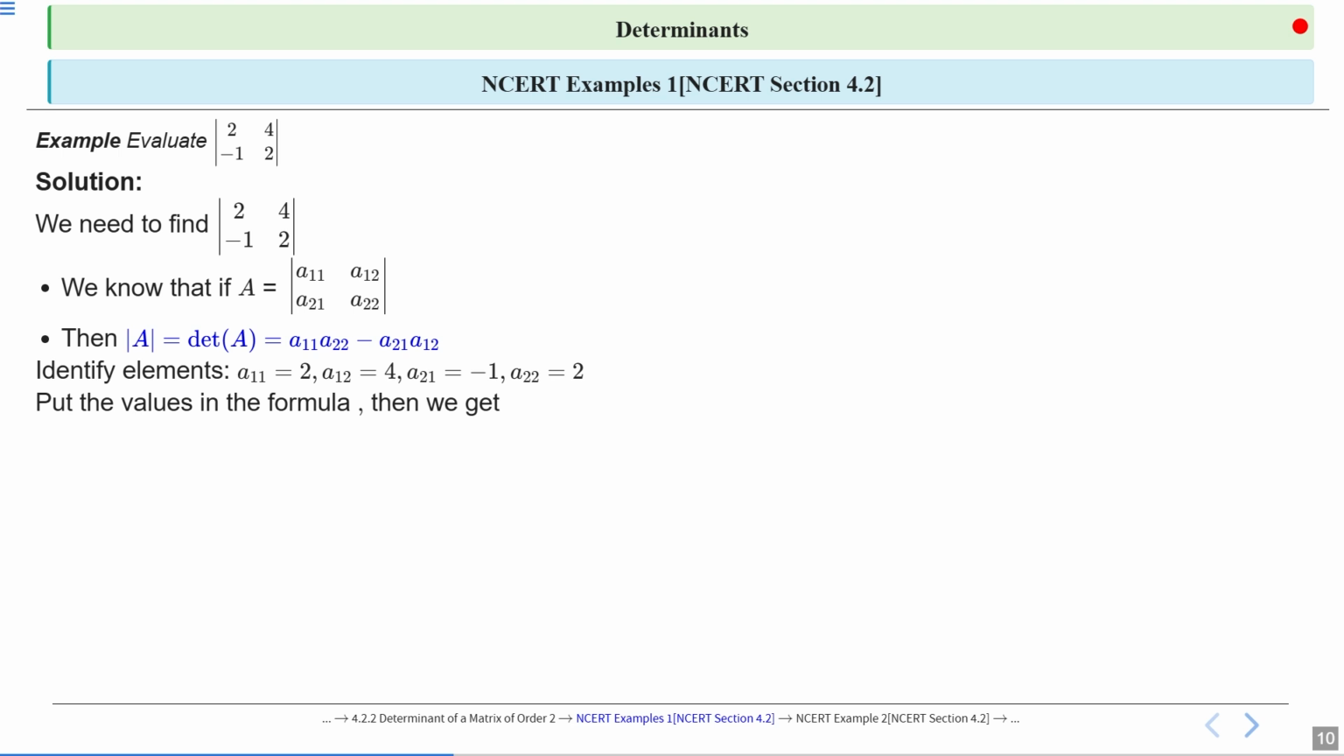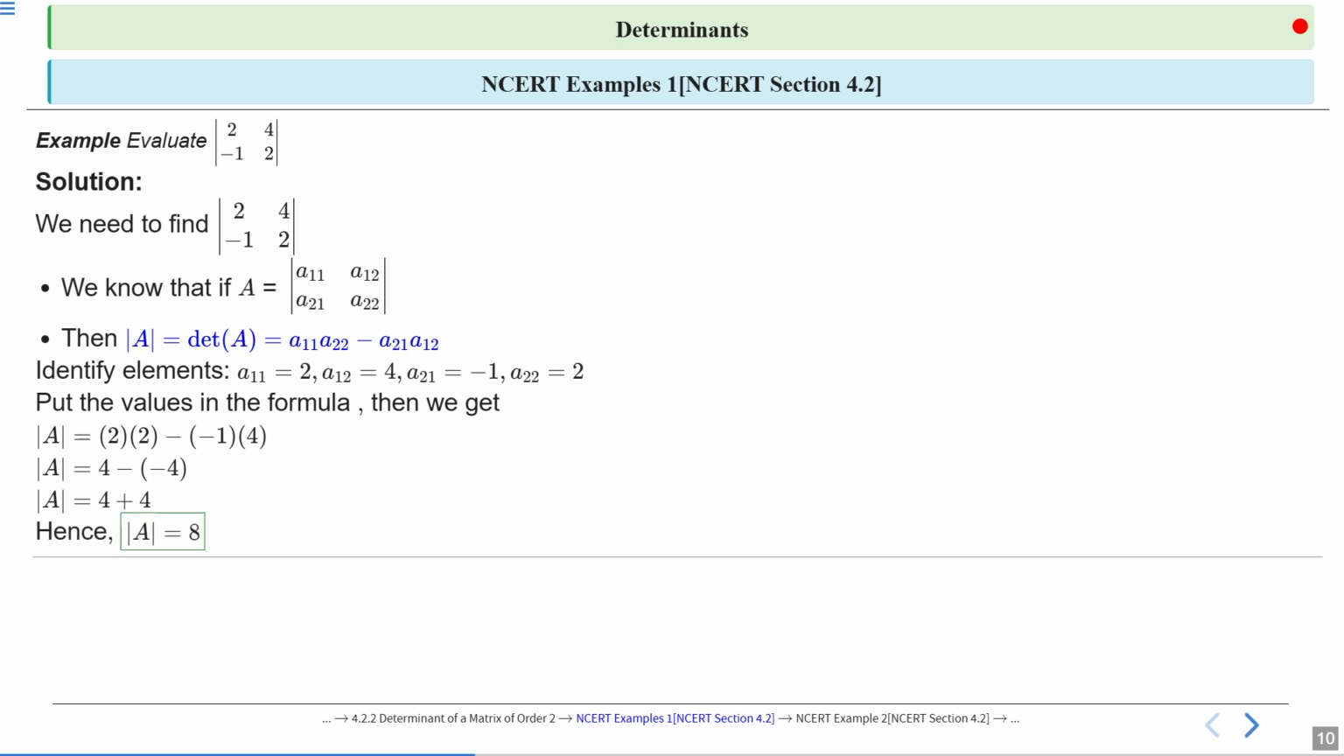Put the values in the formula, then we get determinant of A is equal to 2 into 2 minus minus 1 into 4, that is 4 plus 4. So determinant of A is 8. And 8 is the determinant of the 2 cross 2 matrix 2, 4, minus 1 and 2.